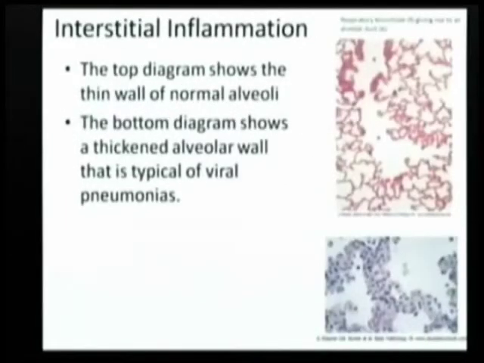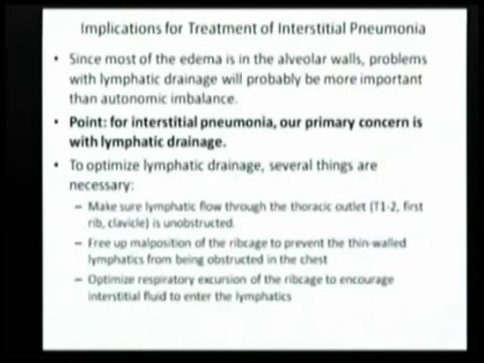And so you can see in this diagram, the upper diagram shows the thin-walled bronchial tree of a normal person. In the lower diagram, you can see the edematous walls that are caused by interstitial pneumonia. So the implications are that because the edema is in the alveolar walls, for interstitial pneumonia we are very much concerned with lymphatic drainage. So the question is, what things can we do to optimize lymphatic drainage from the lungs?